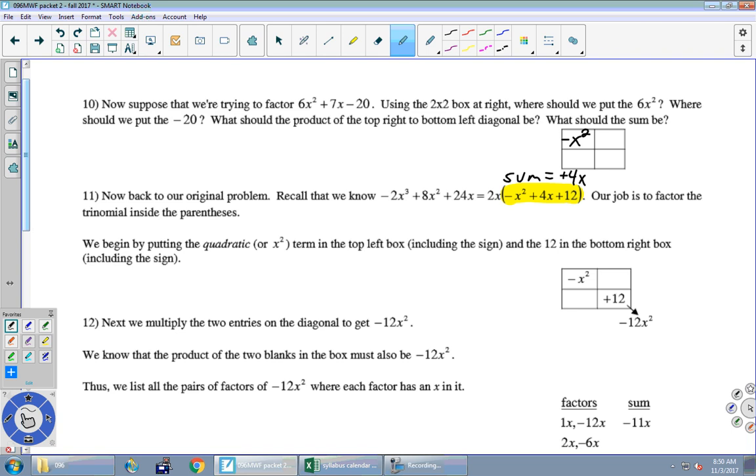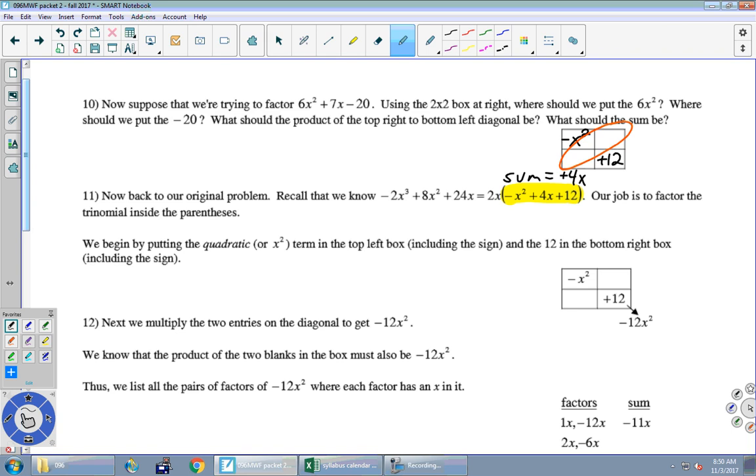The sum of the diagonal is supposed to equal positive 4x. I'll circle this diagonal blank again. And then how about the other thing I know, which is this positive 12? Where does that go? Which spot does it go in? That's the bottom right. So I'll put a plus 12 right there.